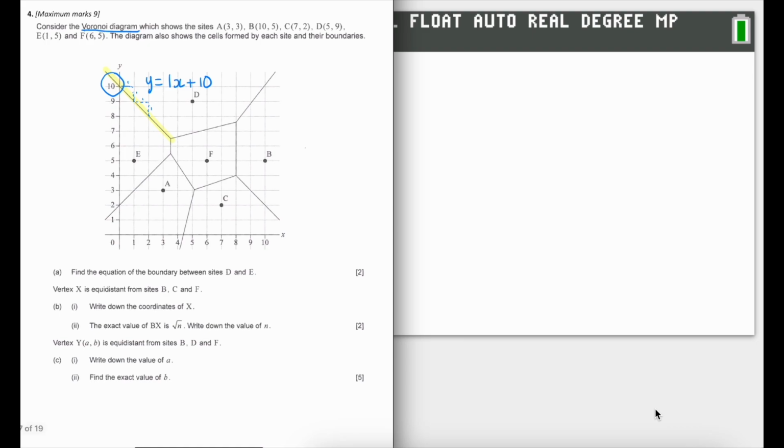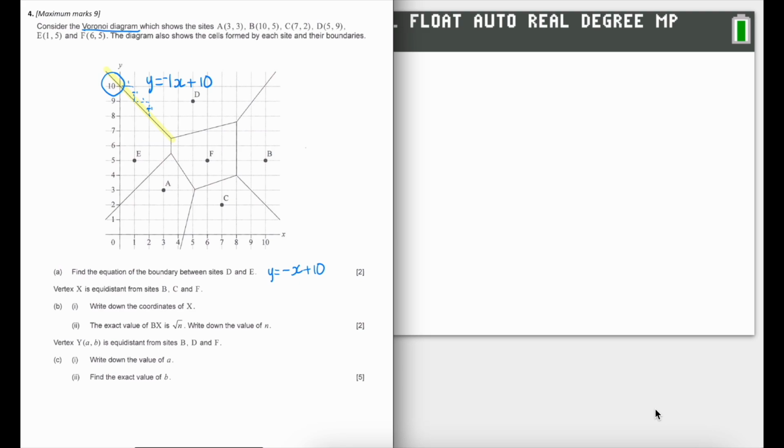So the first one there is y is equal to minus x plus 10, because it's going downhill, and therefore we know that it's a negative gradient. It's going 1 down for every 1 across.